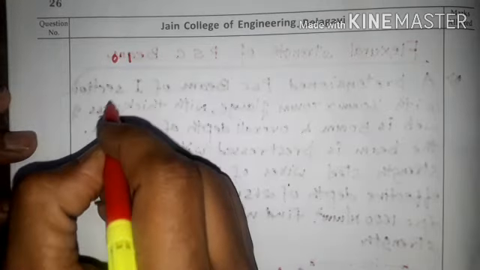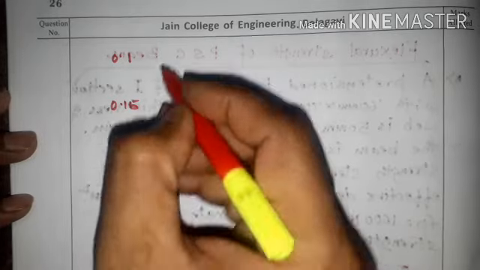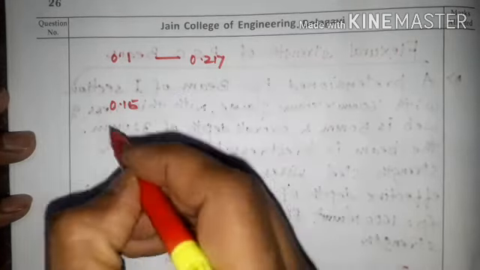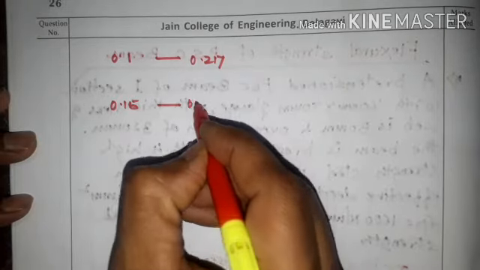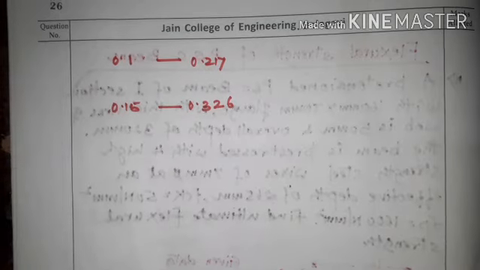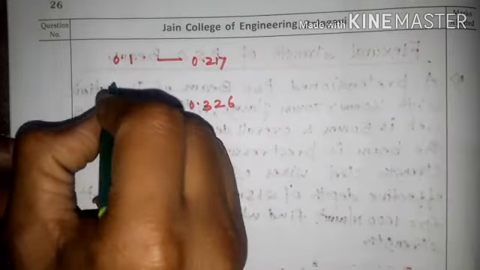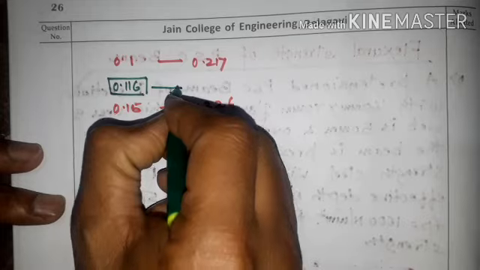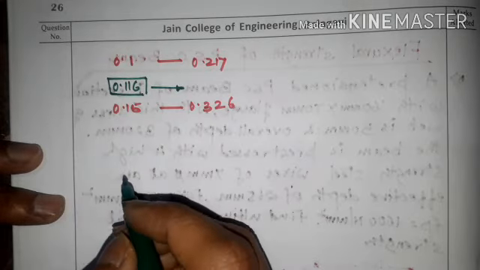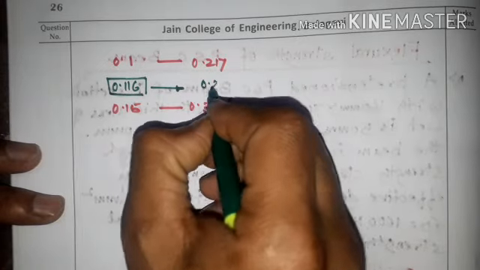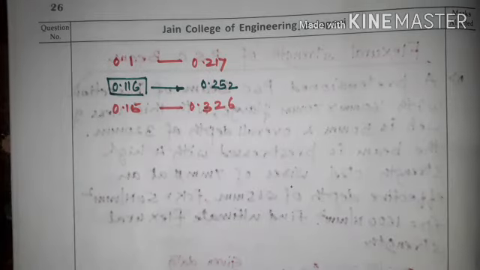We have to interpolate between 0.1 and 0.15. For 0.1 the value is given as 0.217, and for 0.15 it is given as 0.326, and we have to find it for 0.116. After interpolation, we will get this value as 0.252.